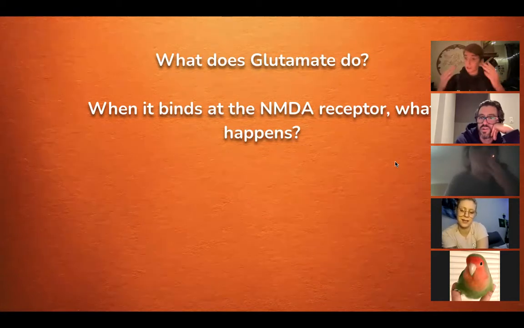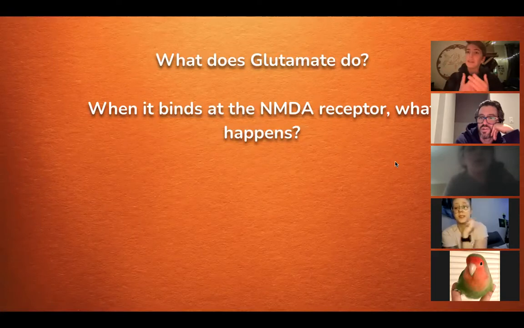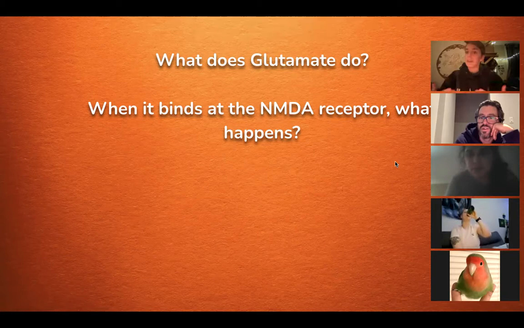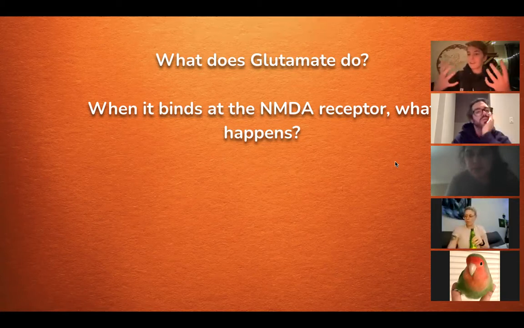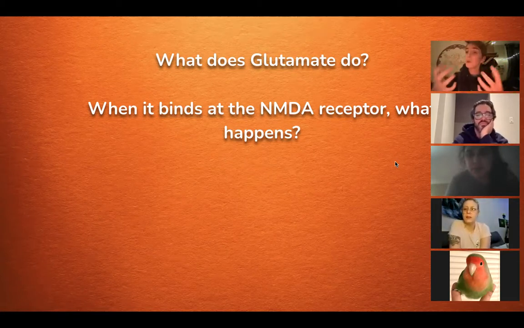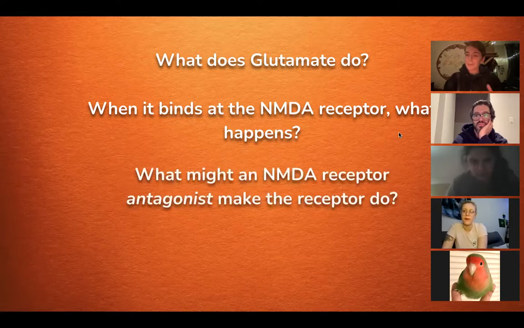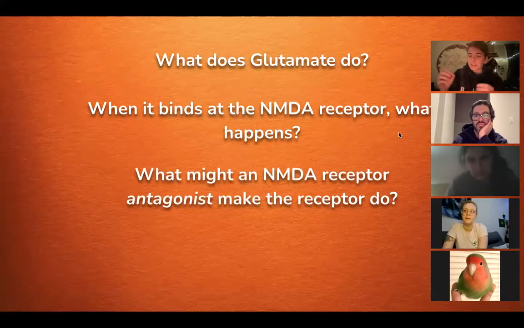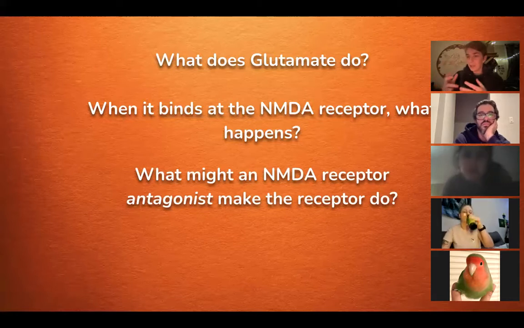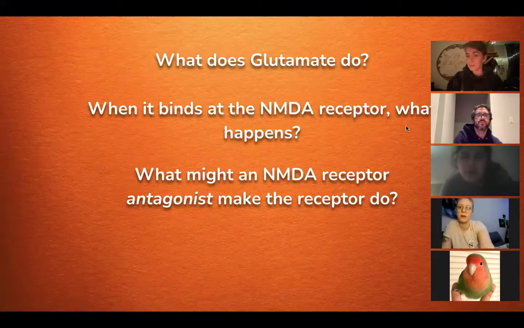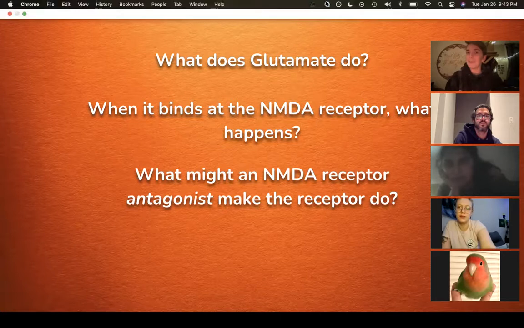Generally, when glutamate, the actual neurotransmitter, binds at this receptor, it creates a signal. It does its thing. That basically is like the peanut butter to the jelly. Glutamate is supposed to bind at this receptor. It's supposed to facilitate communication there. Now, on the other hand, if you have something else, a receptor antagonist, it does the opposite of what usually happens at that receptor. What might that make the receptor do?